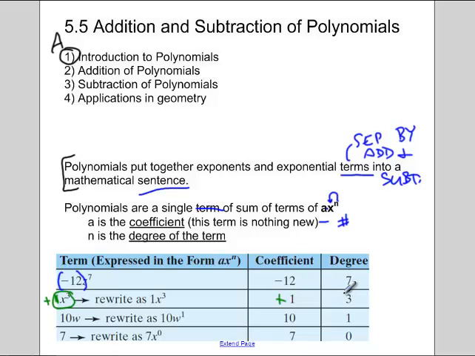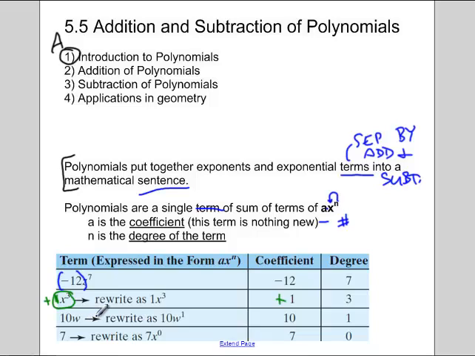That's the coefficient. What's the degree? The degree on that term is the power on the variable. So the degree is 3 because the power on the variable is 3. That's the degree of that term.